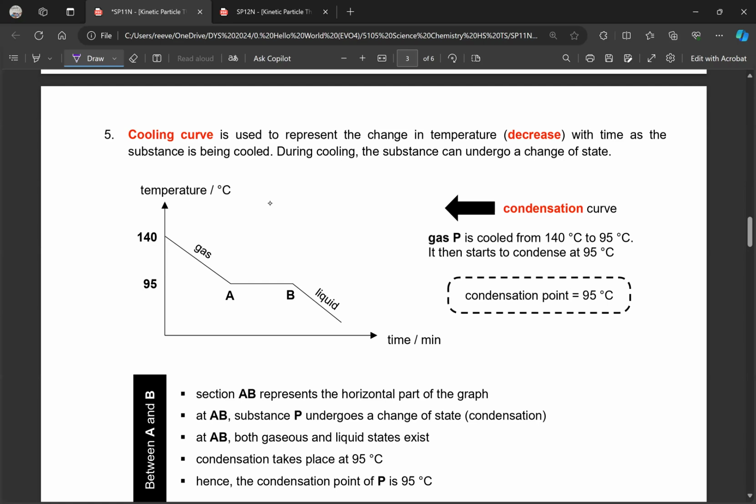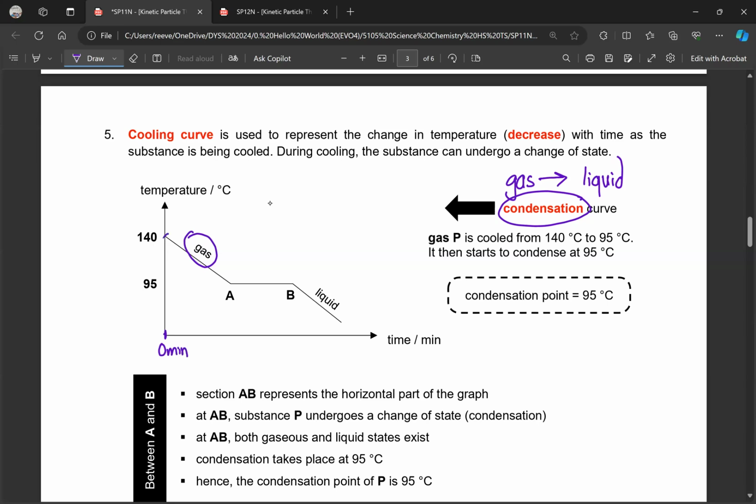Okay, so there are two cooling curves. The first one is called condensation. I hope you know what condensation is. Condensation is gas changed to liquid. The gas condenses. Remember? Condensation is gas to liquid. So I start with a gas. You see, when time equals 0, at 0 minutes, I start with a gas.